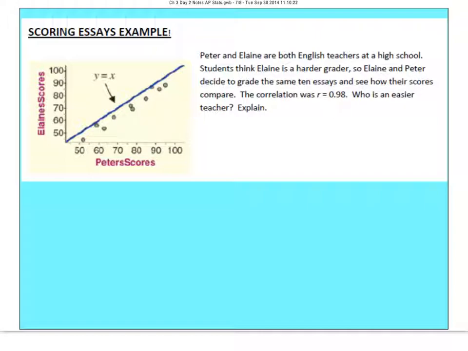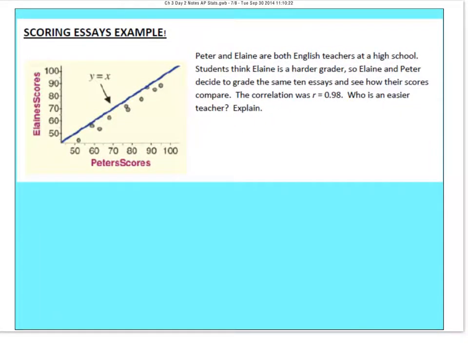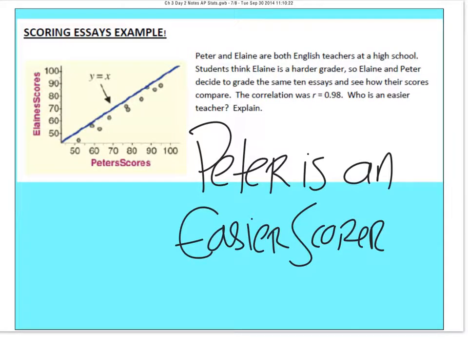Well, if you look at this, the perfect correlation, such that the slope is 1, is right here. So this is a perfect correlation. And we're going to see the grades are pulled a little bit more towards Peter's. So yes, we could say Peter is an easier scorer based on what we see in the scatter plot.